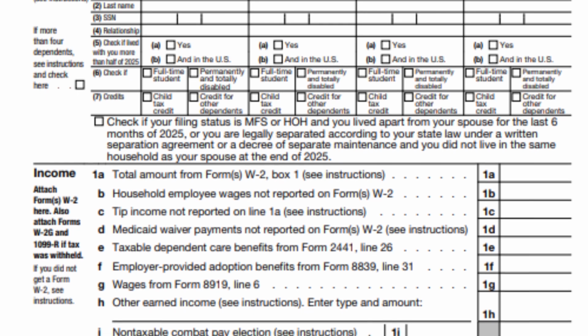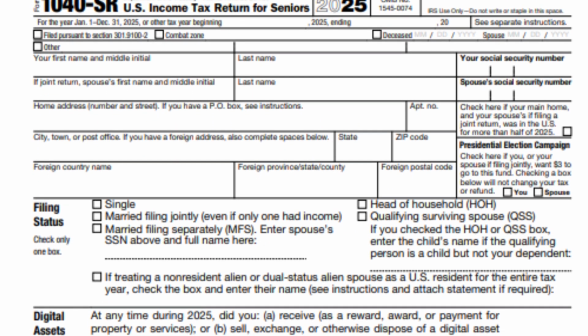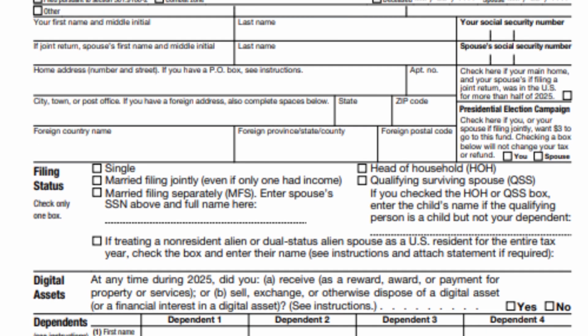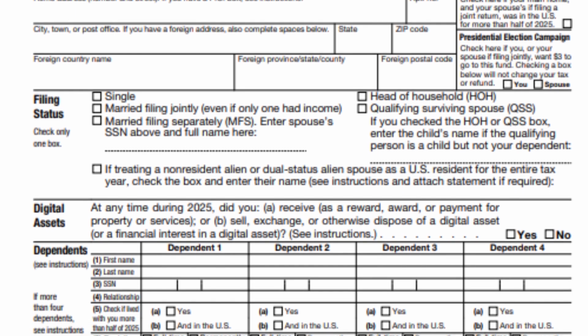Lines 19 to 21 include credits such as the child tax credit, education credits, or earned income credit. Subtract your credits from your total tax to find the amount you owe. Step 8 would be payments and refund.